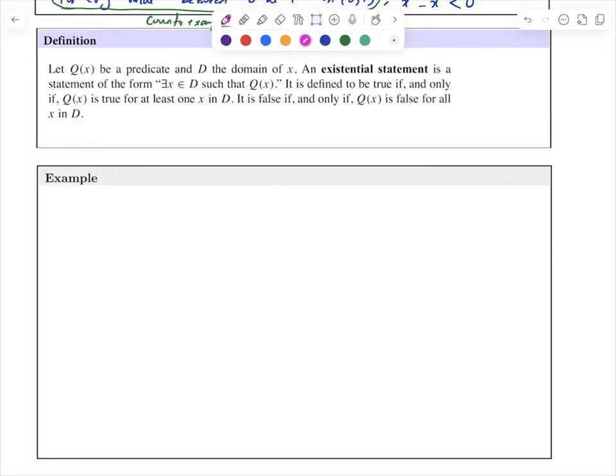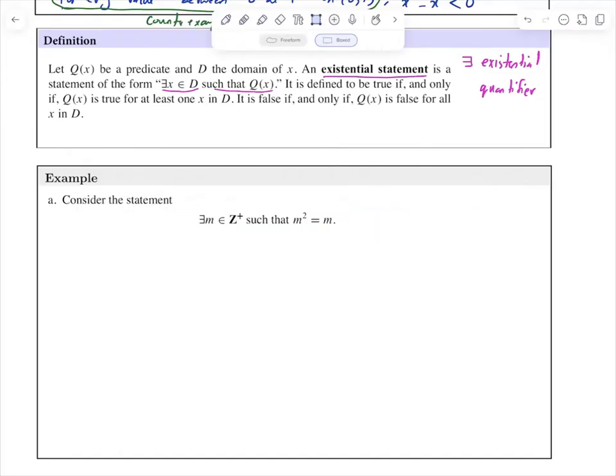So we defined universal statement. This time we are defining an existential statement. It says there exists a value like x in domain D such that your predicate Q(x) is true. This is called existential quantifier. And we read it as there is, there exists. Let's go over some examples to feel more comfortable about what's happening here.